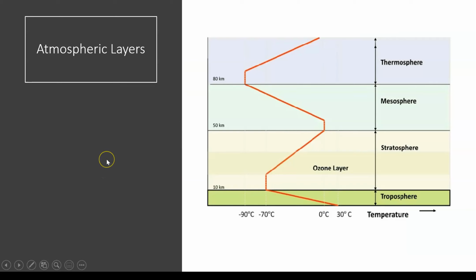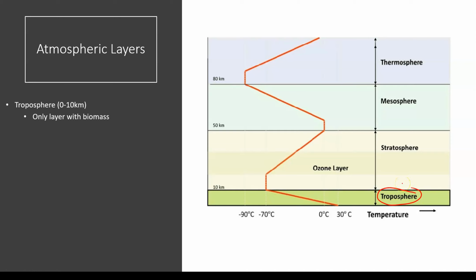All right. Now, let's talk about the actual layers of the atmosphere themselves. The College Board does want you to know what these layers are and understand the temperature profile and understand a little bit about each layer. So we'll start down here in the troposphere. Now, this is where we live.